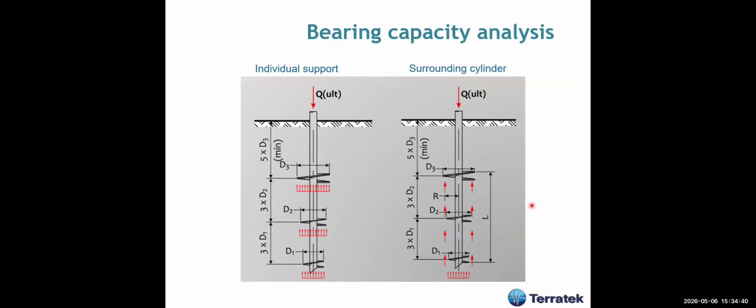And here, some bearing capacity analysis. You can analyze this kind of pile as an individual support. The spacing in between these screws has to be over 3 times the diameter, or 5 times, in order for one not to interact with the other. Okay. Also, you can do an analysis of the surrounding cylinder. You have to do both.